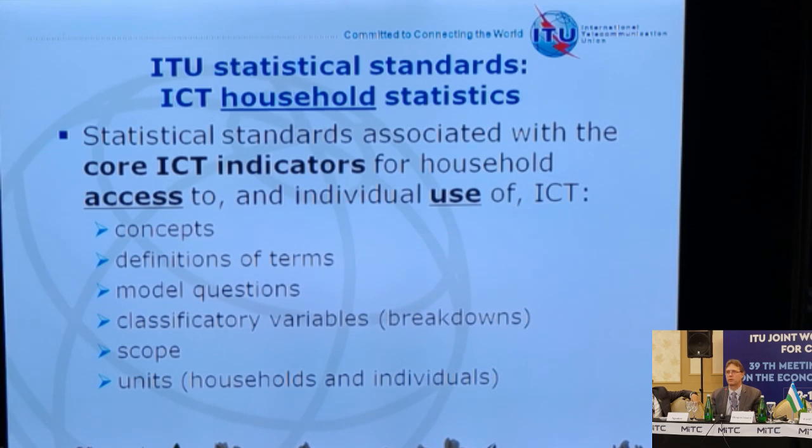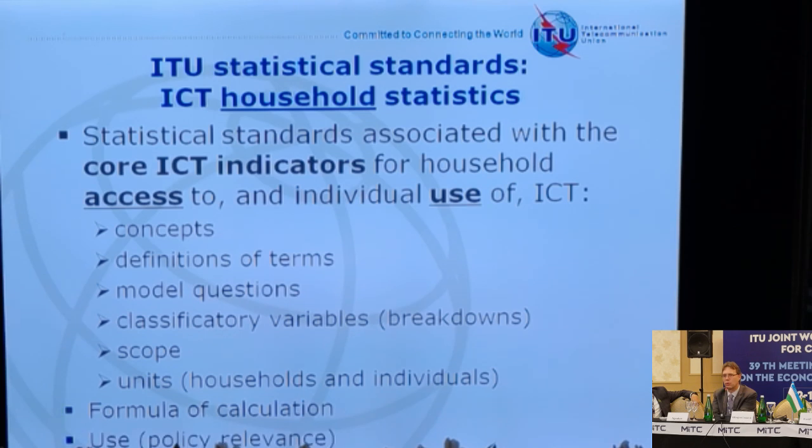So the standards for ICT household statistics. We call it household statistics, but in reality it's access of households and use by individuals. But if every time you have to say household and individuals, you spend a lot of time for nothing. So I say it once, that household statistics actually means both, and almost more the individual part than the household part. So we have statistical standards associated with the concept: the definitions, the model questions, the classificatory variables, meaning the breakdowns, the scope, and the units, which are households and individuals. And then in the manual we also have how to do your calculations, what the formulas are, and the use of the indicator.